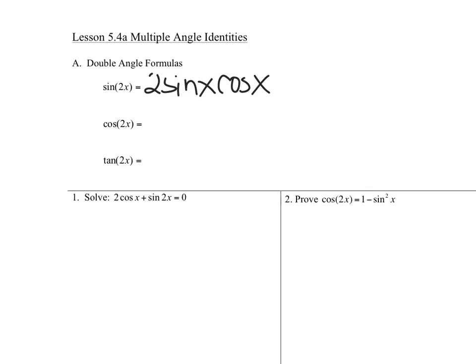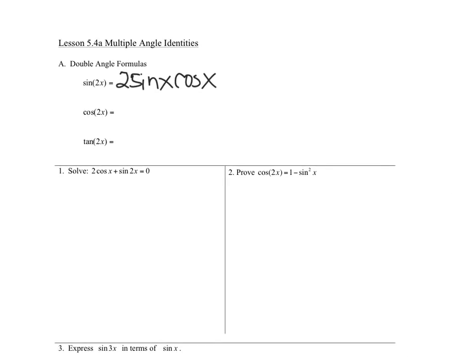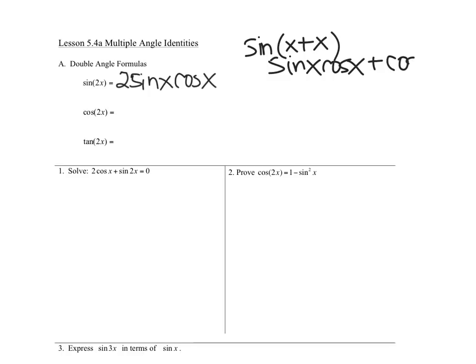Okay, it's pretty straightforward. If you wondered why that works, you could do sine of 2x, which is the same thing as sine of x plus x, and then you could use the sum formula, which we learned yesterday. So you would do sine, cosine, cosine, sine. So sine x cosine x plus cosine x sine x, and if you notice, those are exactly the same things. You can just switch these around, and you end up getting 2 sine x cosine x, which is our identity right there.